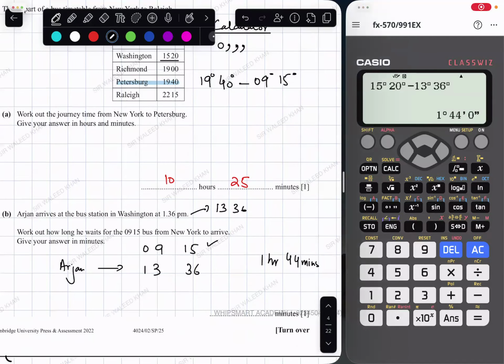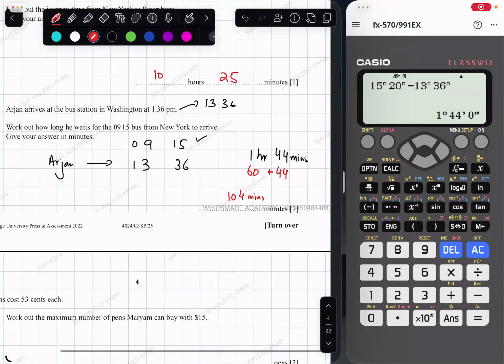They have put a condition over there. We have to give our answer in minutes. So this is 60 minutes and this is 44 minutes. So in total, how many minutes? 104 minutes. Okay.